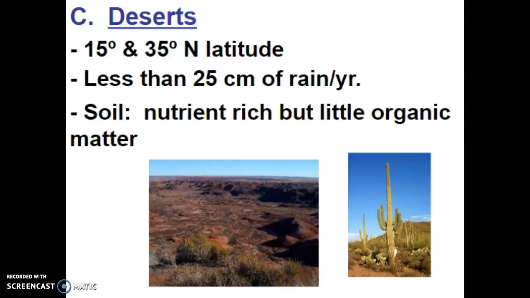Deserts. Here we are going to have a very dry environment. Deserts are found in a lot of different places. They are in a very wide band of 15 to 35 degrees north latitude. Technically, an area is a desert if it receives less than 25 centimeters of rain per year. The soil in deserts is actually fairly nutrient rich. There's lots of phosphorus and potassium and nitrogen in the soil, but there's very little organic matter in the soil.